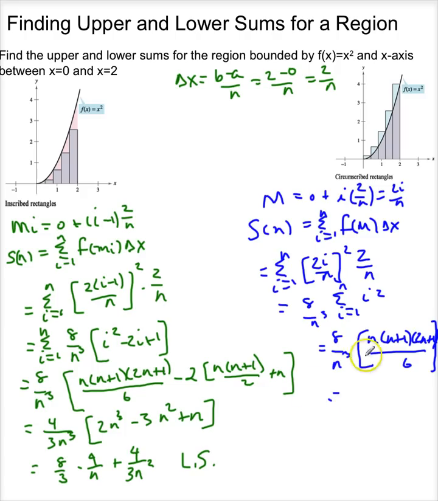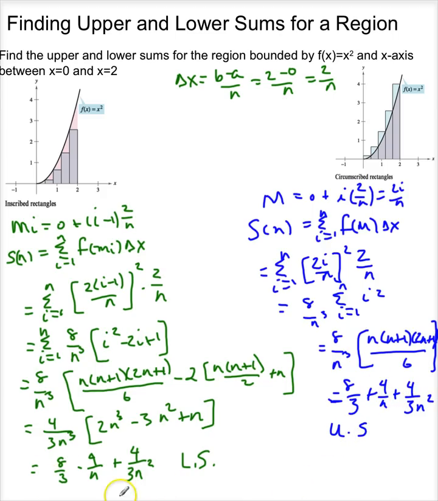So I wind up with 8 thirds plus, that should be a positive there, it looks like a negative, it's an equal sign. 8 thirds plus 4 over n plus 4 over 3n squared. Now, this is my upper sum.